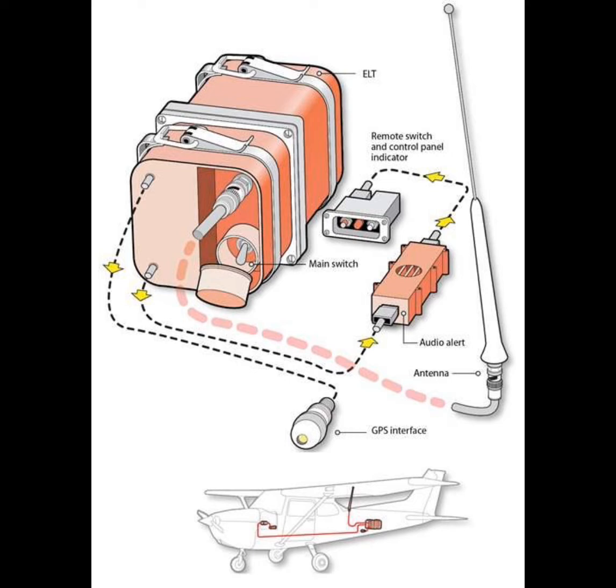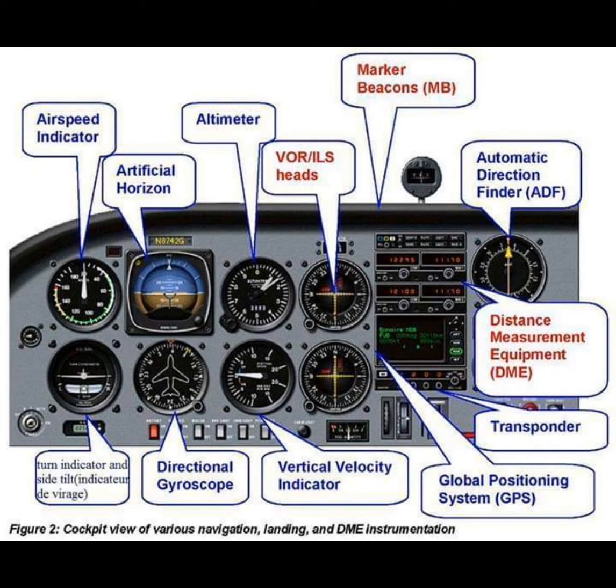How can you determine when the batteries of an ELT should be replaced? Marked on the outside of the transmitter. What are the components of a typical VOR system? Receiver, visual indicator, dipole antenna, power supply.